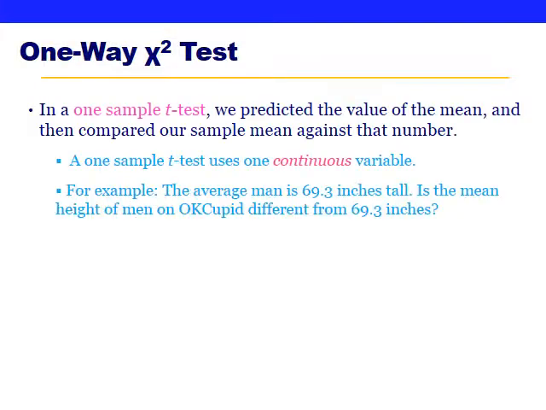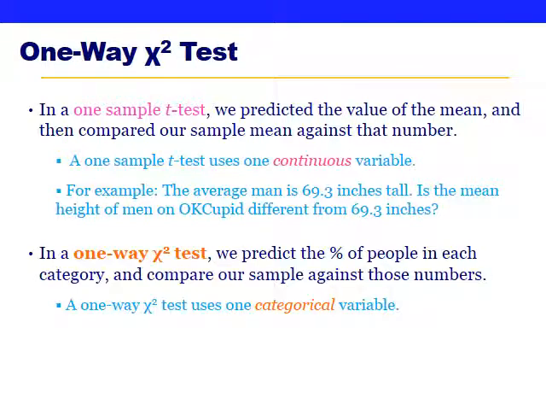As you'll recall, the one-sample t-test is used in situations where we're working with one continuous variable. We make a prediction about what the mean is going to be. That prediction we call mu. And we then compare the mean of our sample against the value of mu to see whether the mean of our sample is or is not significantly different from what we expected it to be, namely mu.